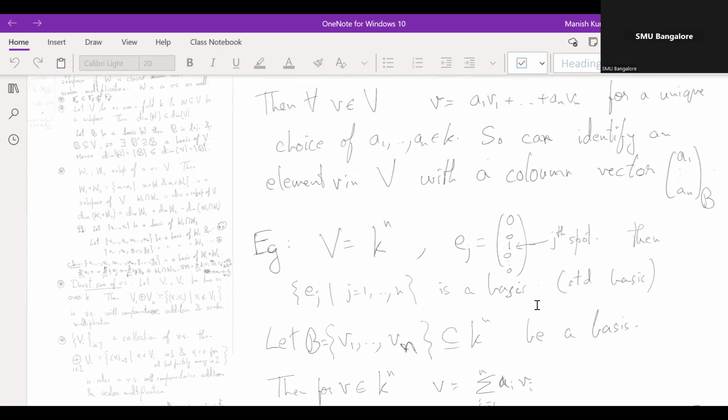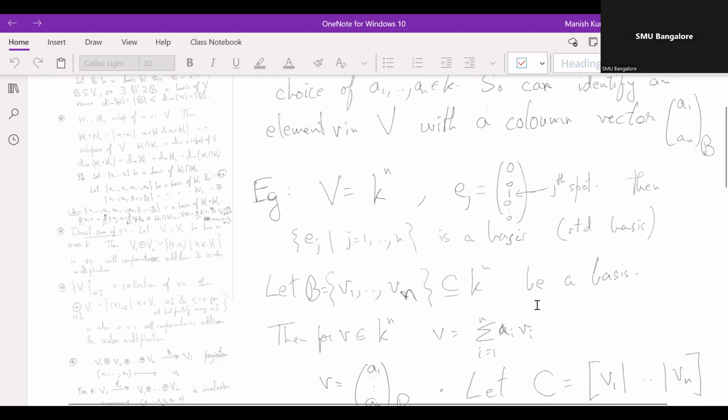But now if you choose some other basis, there's no uniqueness of basis, right? So you choose some V1 to Vn, some other elements of Kn. I'm thinking of Kn as the set of column vectors of length n. If you choose V1 to Vn as some other set of linearly independent column vectors, then again it is a basis, and it will give you a new set of coordinates. So for any V in Kn, you can again write it as a sum of Ai times Vi for some Ai's, because this is a basis.